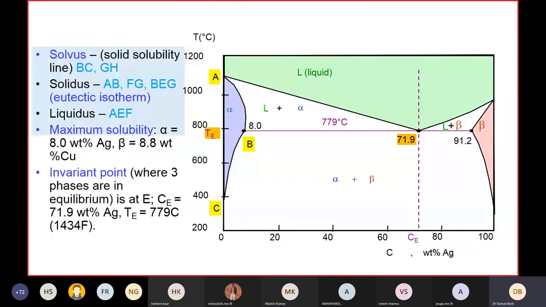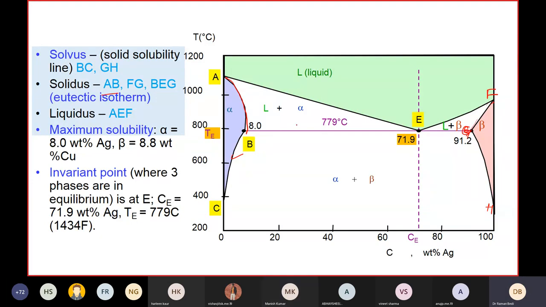So we are defining it again here. Let's come to this slide. You have the solvus lines given as BC and GH, which are the solid solubility lines. The solidus line now happens to be A, B, then B, E, G, and G, F. So this is the solidus line now.